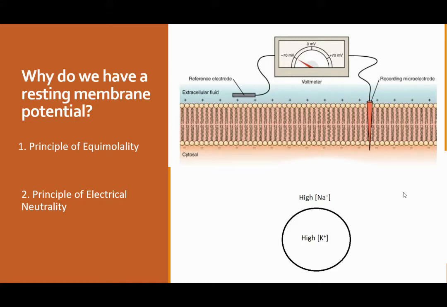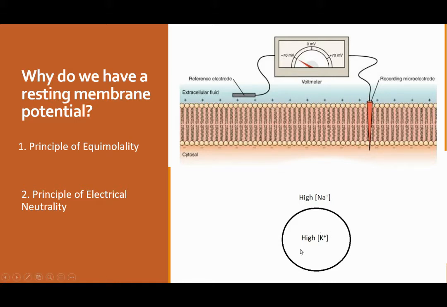Now, in order to understand this, we need to understand two very, very important principles. The first one is the principle of equimolality. Now, this purely states that the amount of osmotically active particles outside of the cell need to match the amount of osmotically active particles inside of the cell. As we know, both sodium and potassium have a +1 charge, meaning that they cannot freely diffuse across the cell membrane. However, they can strongly influence the degree of water flowing across the cell membrane.